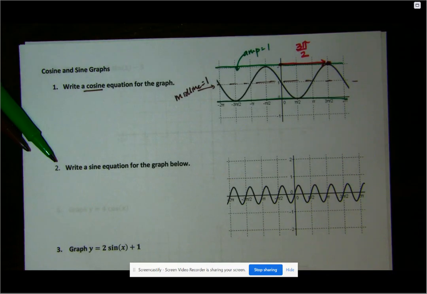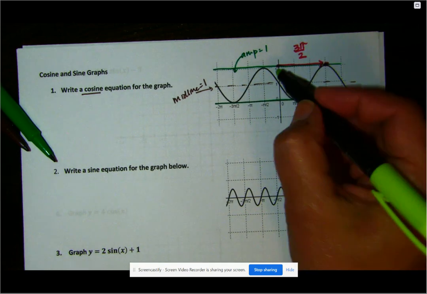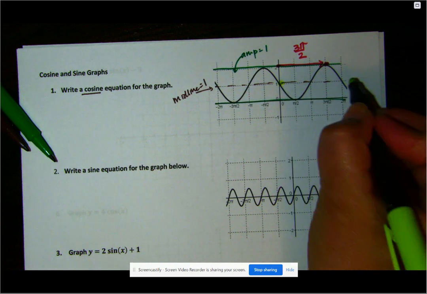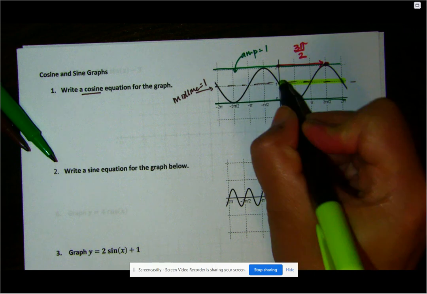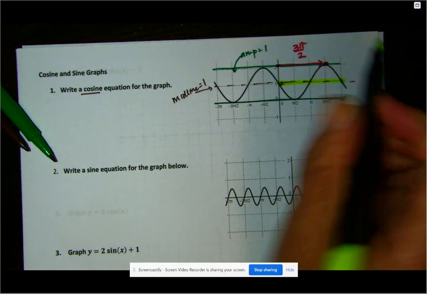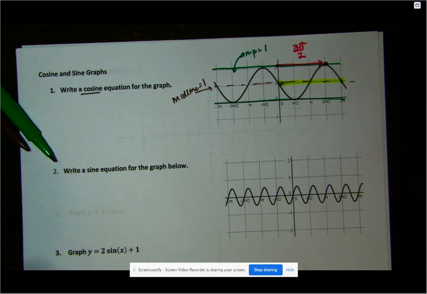Other than that, we need to look at the frequency. The cosine graph has a frequency of 1, meaning it makes one full cycle from 0 to 2 pi, or it takes a distance of 2 pi to make a full cycle. So let's see what happens from 0 to 2 pi. It looks like that is a full cycle. So the frequency is 1.